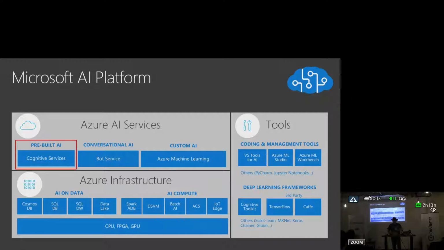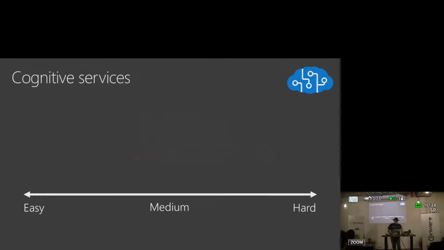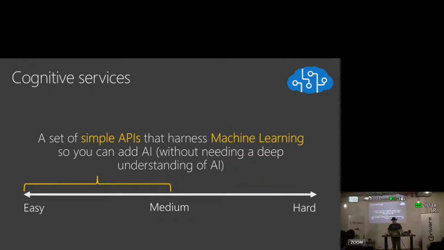But today we are going to concentrate on those so-called pre-built AI cognitive services, that's what we call them. Okay? Good. All right, so we are not going to do that. We are going to concentrate on the easy/medium side of the scale here. And so cognitive services are exposed as APIs.